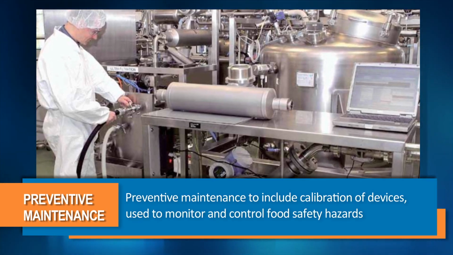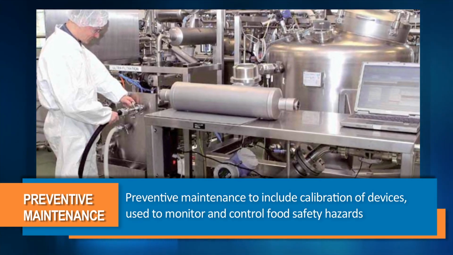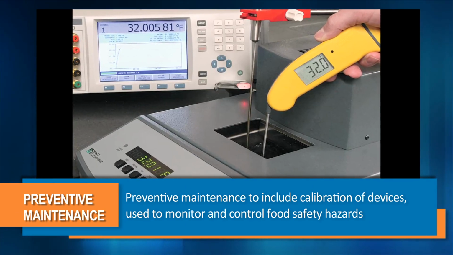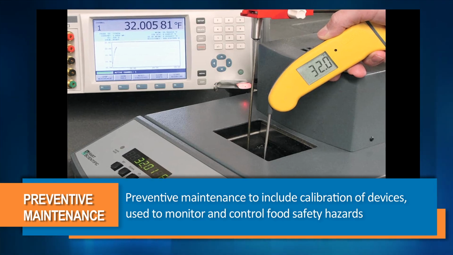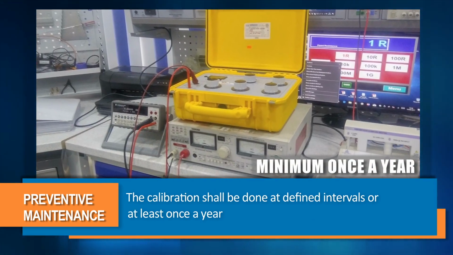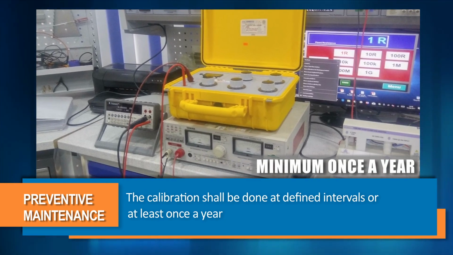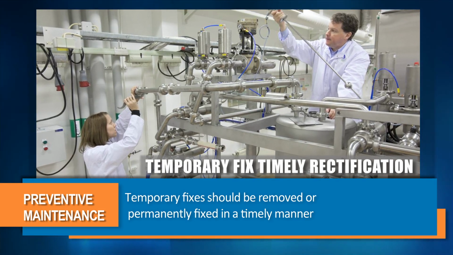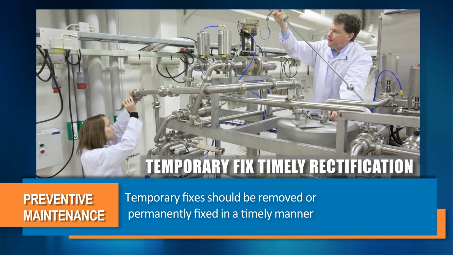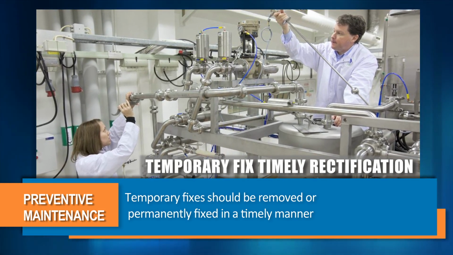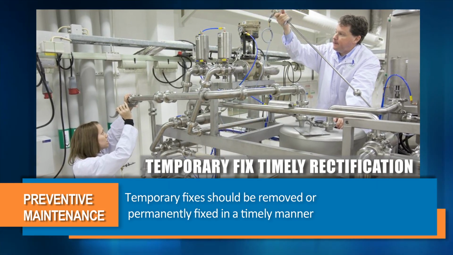Preventive maintenance should also include calibration of the devices used to monitor and control food safety hazards. The calibration shall be done at defined intervals or at least once a year. Temporary fixes, when used, shall not put product safety at risk and should be removed or permanently fixed in a timely manner.